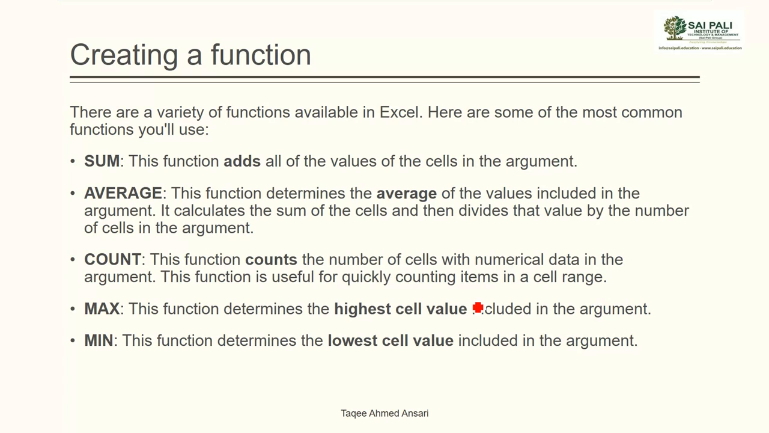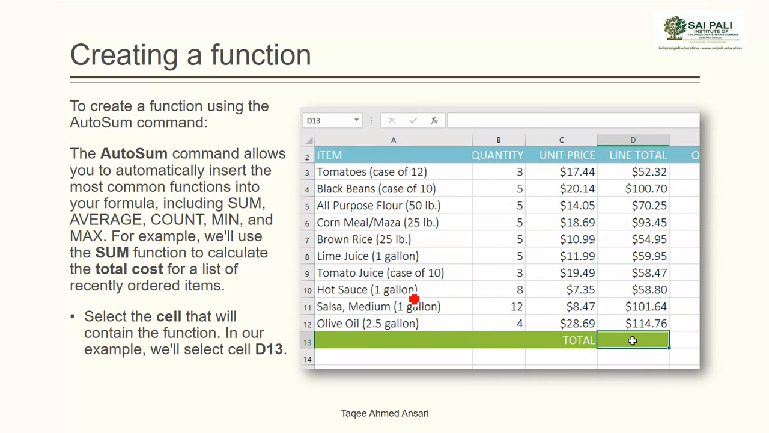Then we have MAX, which calculates the highest value from the given range. When you mention the argument range, it will give you the highest value within that range. Same as MIN, this function gives us the lowest value from the given range as an argument. These are the most commonly used functions, but there are lots of other functions we can use in Excel.